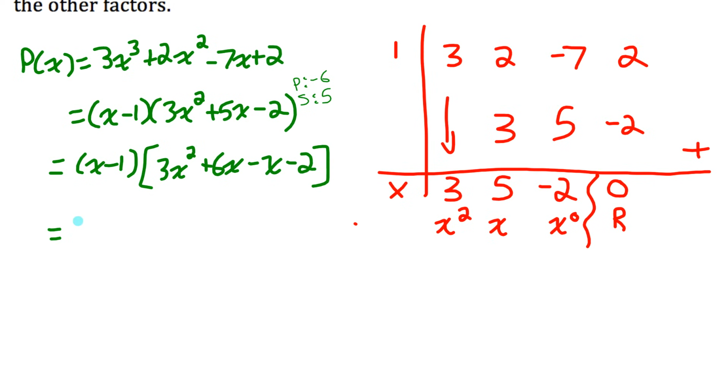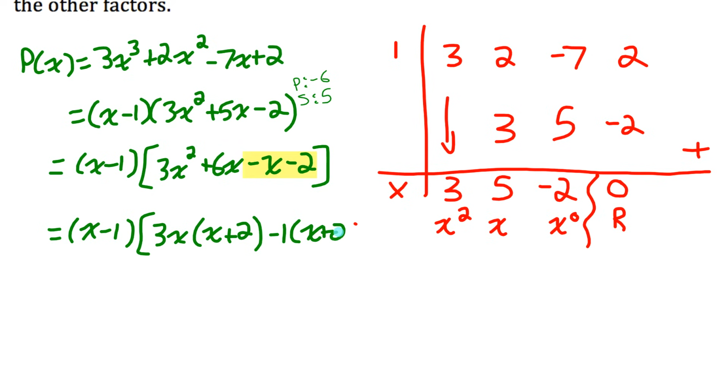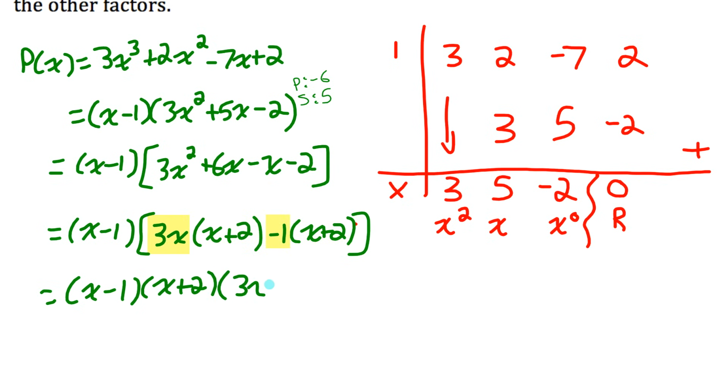And then what I do is I factor this by grouping by taking a common factor from the first two terms, so a 3x, and that gives me x plus 2 when I divide it by 3x. And then take a common factor from the last two terms, so take out a negative 1. And look, I get that common binomial of x plus 2, so I can common factor out that common binomial of x plus 2, and that leaves me with my last factor of 3x minus 1. So there we go. That polynomial has now been fully factored.